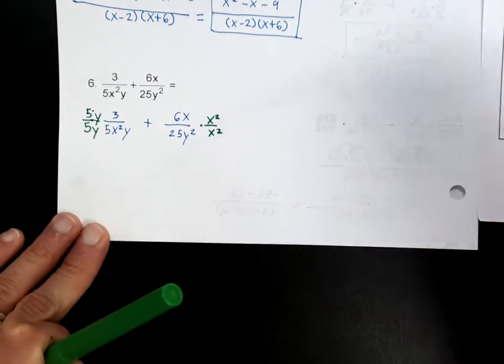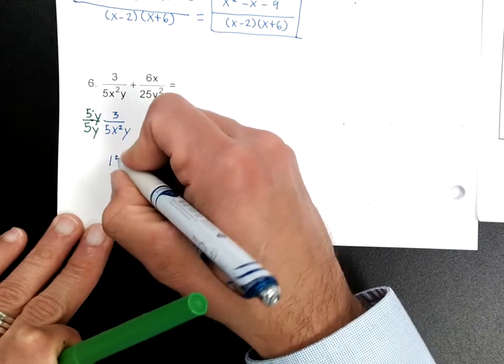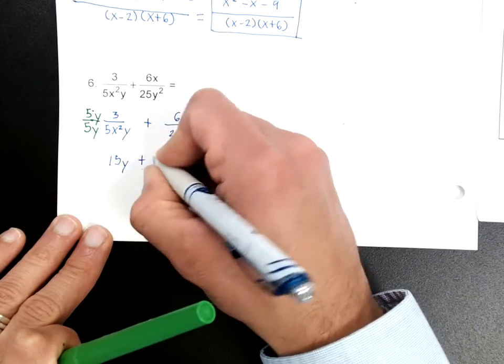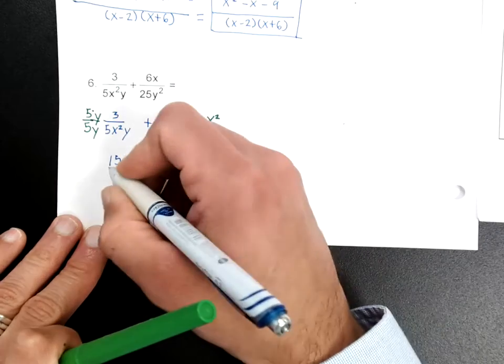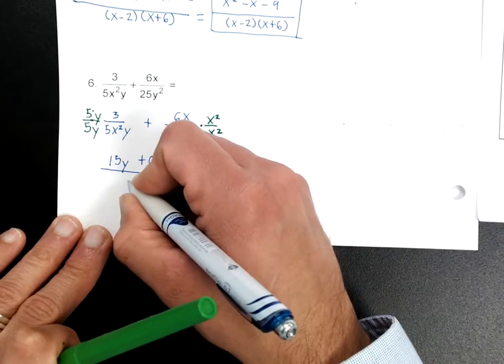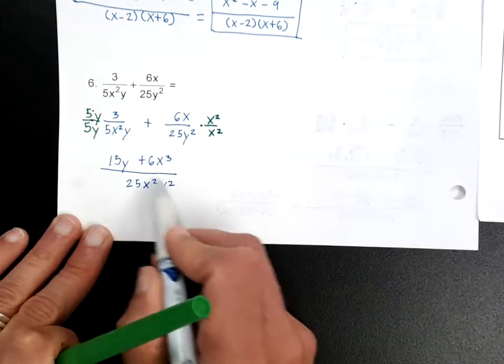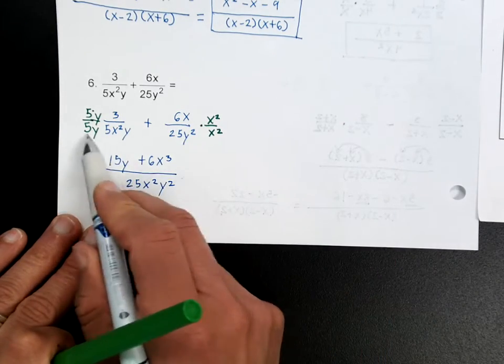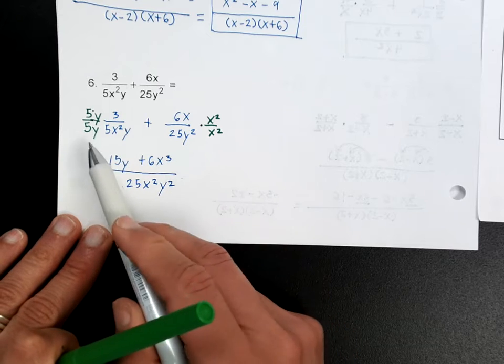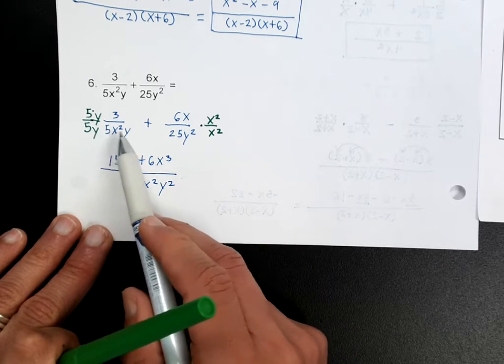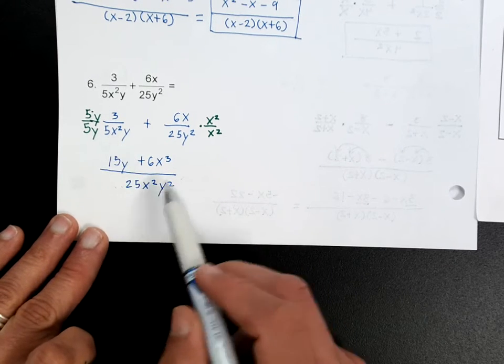Alright? And if I have that, this is going to give me 15y plus 6x cubed all over 25x squared y squared. Again, notice that this right here came from multiplying either this one or this one. This should get the same thing. 5 and 5 is 25. Y times y is y squared. X squared is right there.